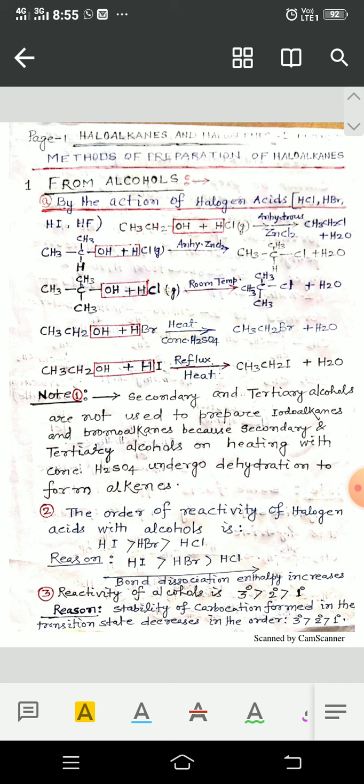Today I have to teach you about the preparation of haloalkanes and haloarenes. First of all, in this topic, you will learn the preparation of haloalkanes from alcohols, not haloarenes. The preparation of haloalkanes from alcohols.